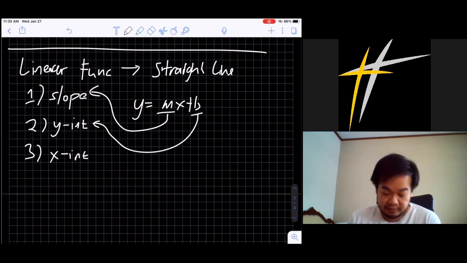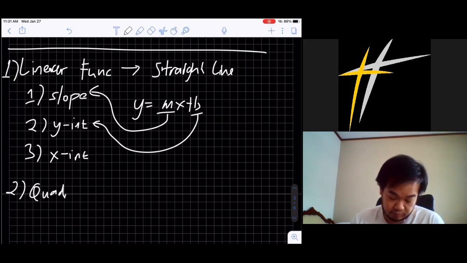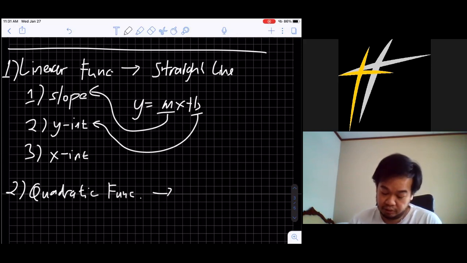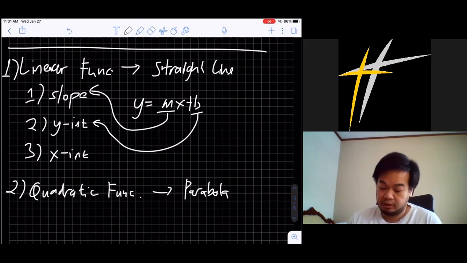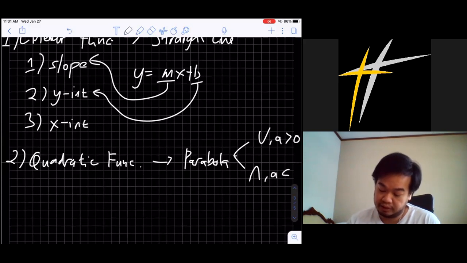Okay. And then the second one is the quadratic function. A quadratic function will form a parabola. It may open upward or it may open downward, depending on the value of a. It opens upward if a is positive, and downward if a is negative. I hope you still remember that.